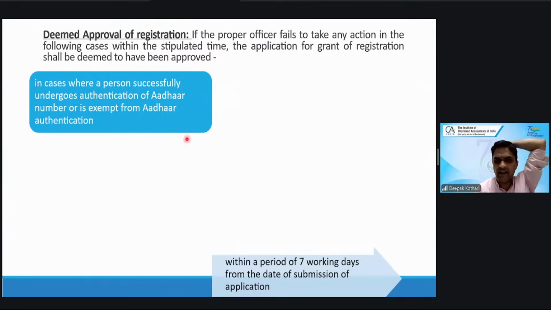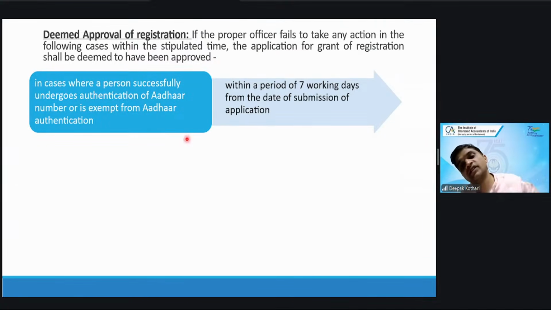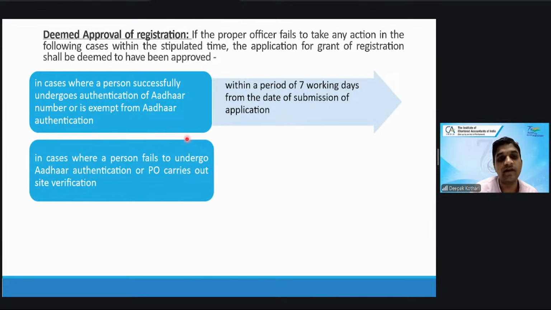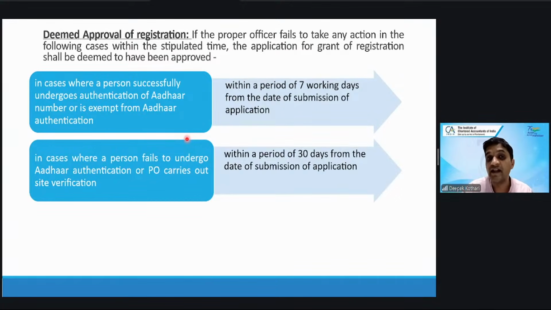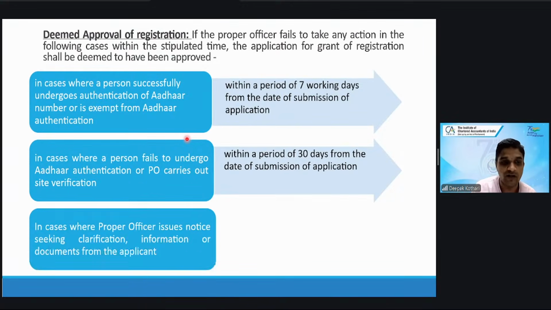Deemed approval is when they don't act on time. So within 7 days, you have done your Aadhaar authentication, and within 7 days, they don't give you the registration, then automatically you will get a registration. And where a person doesn't do the Aadhaar authentication, there they get a 30 days time limit. Unless they raise any objections, within 30 days, they will give you the registration certificate automatically.